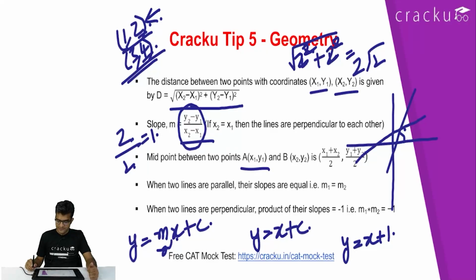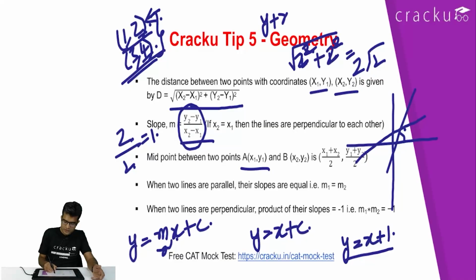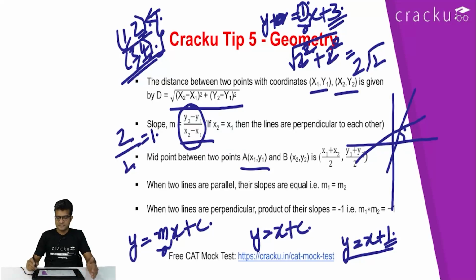Midpoint of 2 points A and B is x1 plus x2 by 2, y1 plus y2 by 2. That is the average of both the x coordinate and the y coordinate. Now, 2 lines are parallel when their slopes are equal. We have found the equation of the line joining these 2 points. If you have another line of the form y is equal to x plus 3, instead of y is equal to x plus 1, the slope of this line, which is the coefficient of x, is also equal to 1. The only difference is the constant term. So both of these lines, y is equal to x plus 3 and y is equal to x plus 1, are parallel lines.